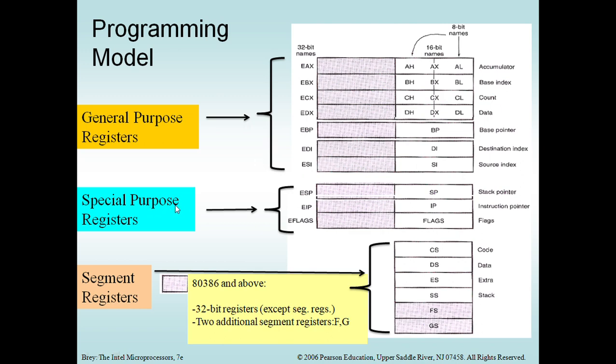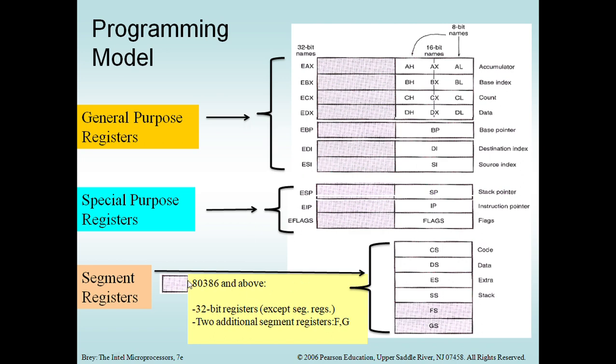The second group is special purpose registers. These 3 registers, stack pointer, instruction pointer, and flags, are used for special purposes. General purpose registers are also called multi-purpose registers because they can be used for different purposes, while special purpose registers cannot be used for other purposes. We will talk more about these registers and their uses.